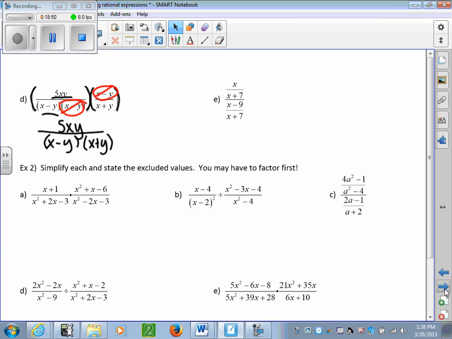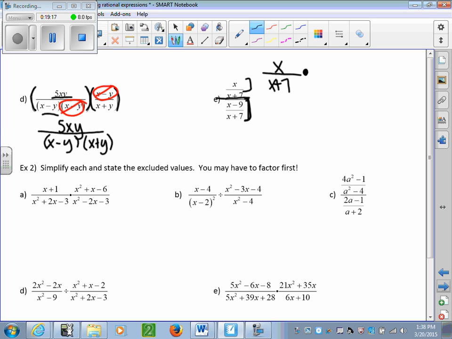And we're going to skip E. And I'll do it really fast. Okay. Remember, we can rewrite this, or you can just say, all right, this is my denominator. I know because it's under this middle dividing line. So to change this to multiplication, all I do is I flip, or multiply by my reciprocal, the second denominator. So my first fraction doesn't change. So I have x over x plus 7, and to change it to multiplication, all I do is I flip this bottom fraction. So I have x plus 7 over x minus 9.